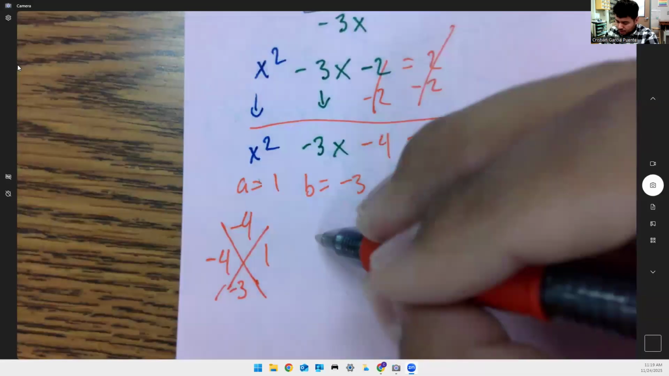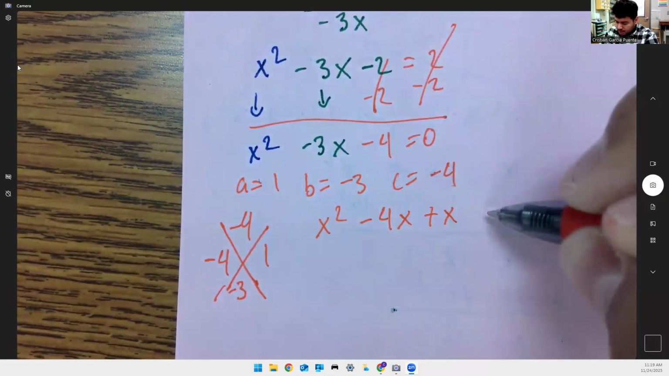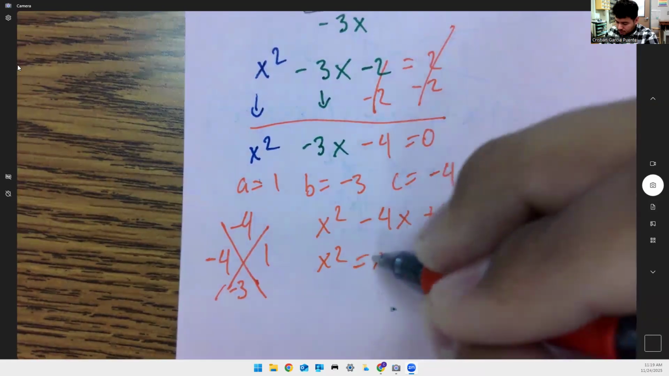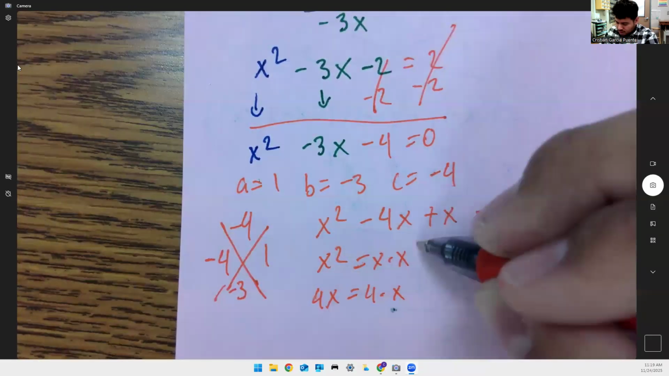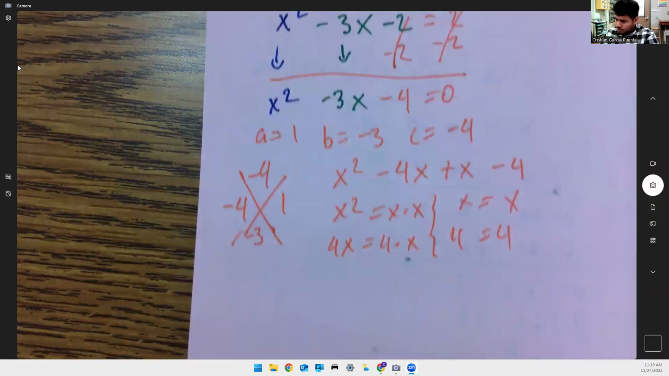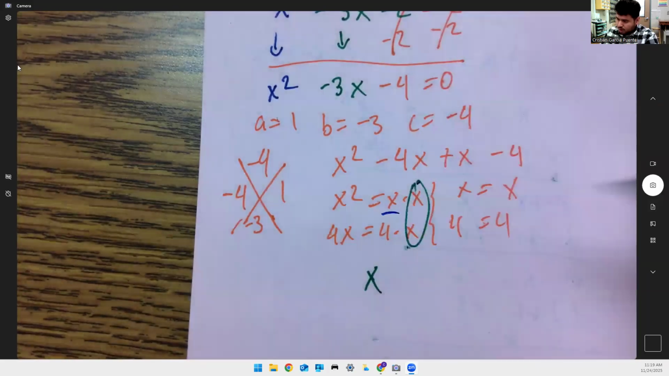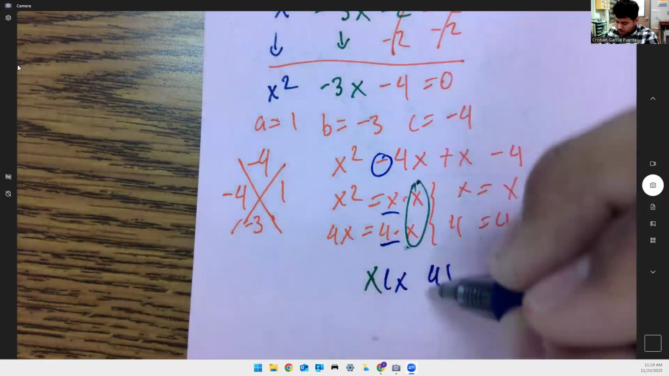So we're going to rewrite our polynomial. So x squared minus 4x plus x minus 4. And how many x's are in x squared? There's 2, so x and x. 4x is just 4 and x. X is just x, and then 4 is just 4. So what do the first two have in common? They got an x in common. What did we not use on top? An x. What do we not use on bottom? A 4. Symbol in between, minus.